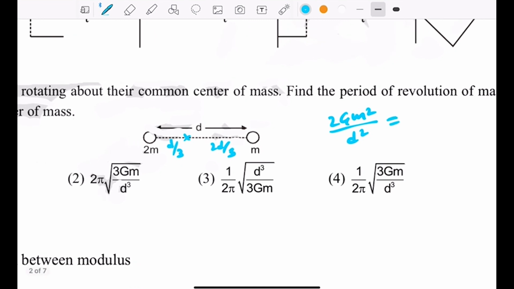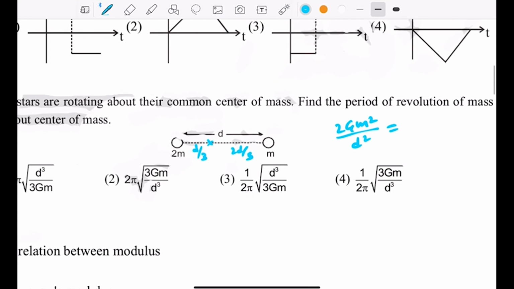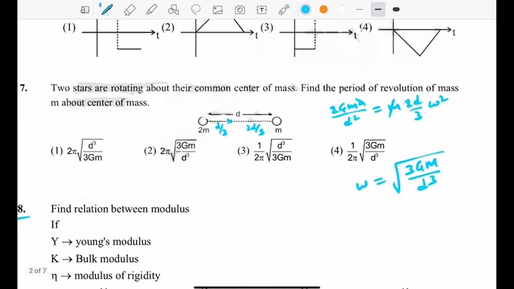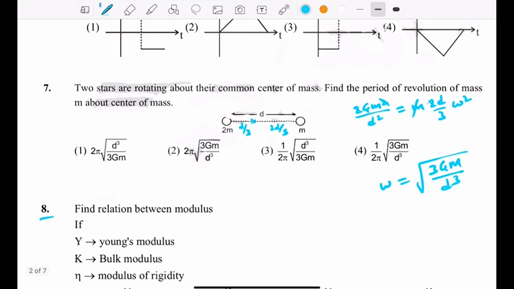Centripetal force I can write for the smaller mass: m r omega square. So m into r is 2d by 3, into m r omega square. From here m gets cancelled. From here what you will get? Omega is equal to, 2 gets cancelled, omega is equal to under root of 3GM by d cube. So now the time period will be 2 pi into under root of d cube by 3GM. Yes.